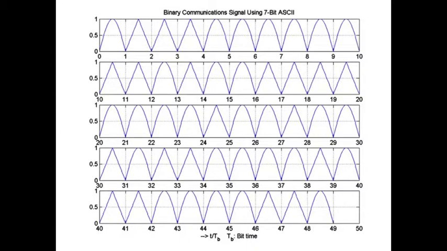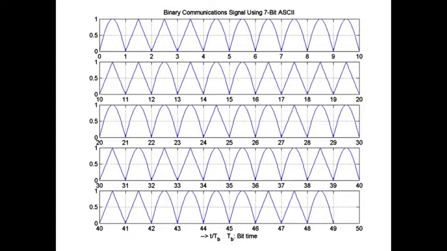As shown in the picture, we have a binary communication signal using 7 bits ASCII. We have two types of signals. One is a triangle signal and the other one is an upside down parabola, or we can refer to it as a sine wave. But for the rest of this project, I'm going to refer to it as an upside down parabola. We have 49 bits. Each 7 bits correspond to one ASCII character. We are going to decode this message to know what message has been transmitted.